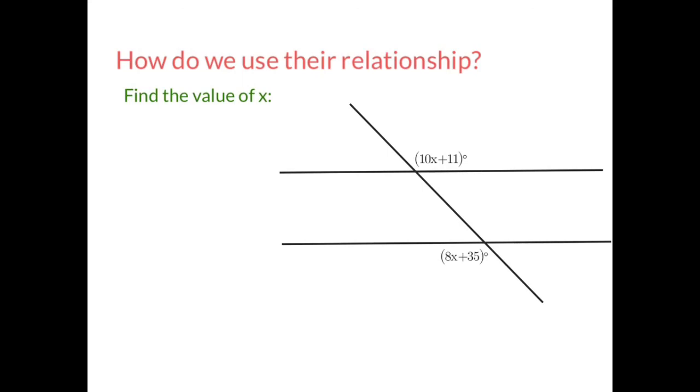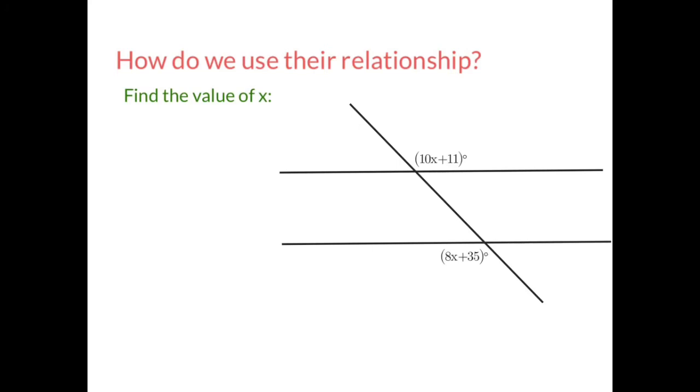In this final example, still using the alternate exterior angle relationship. The parallel lines are back to being horizontal, slanted transversal. 10x plus 11 degrees is on the top side on the exterior. 8x plus 35 degrees is on the bottom side exterior in relation to these parallel lines. Outside, outside. In relation to the transversal, they are on opposite sides. The 10x plus 11 is on the right-hand side. The 8x plus 35 is on the left-hand side of the transversal.